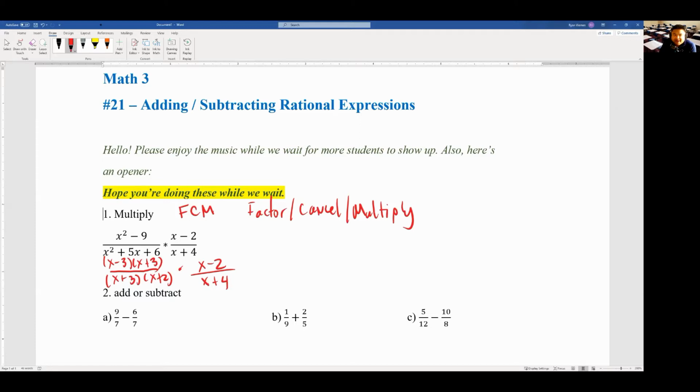x plus 4. Nothing else to factor, so now I will cancel. What cancels? Oh, these.